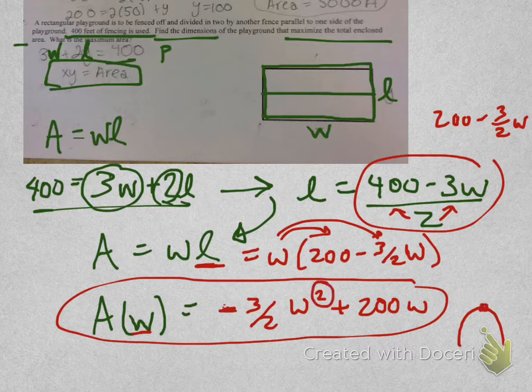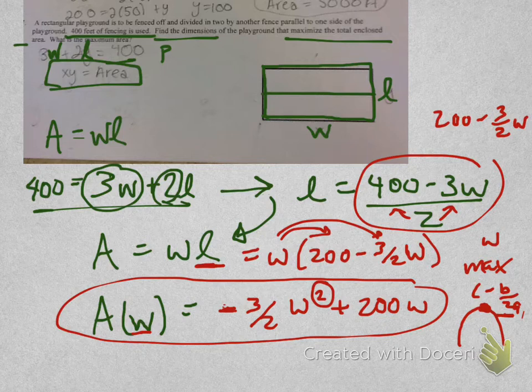So this point right here is the point where it's going to maximize the area. If you remember the trick to finding that point, that's called the vertex, and that vertex is negative b over 2a, comma, whatever the y value would be. Now that y value is your area.